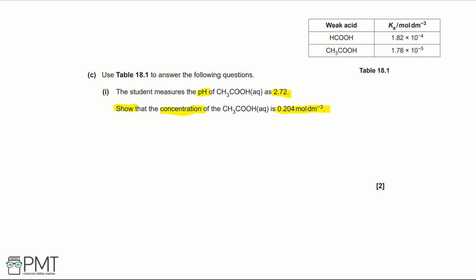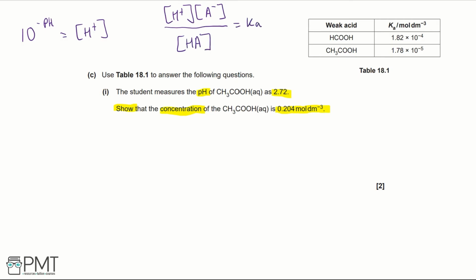So the first equation we're going to use is the equation for working out the concentration of H+. So that's 10 to the negative pH. So that equals the concentration of H+. Then the second equation we're going to use is that the concentration of H+ multiplied by the concentration of A- divided by the concentration of HA is equal to Ka.